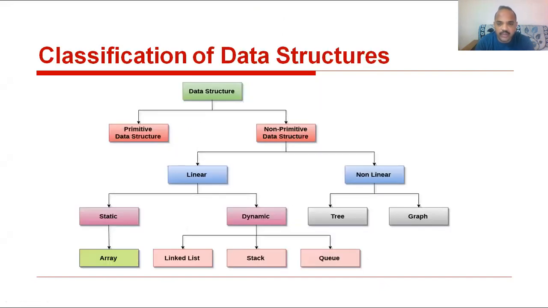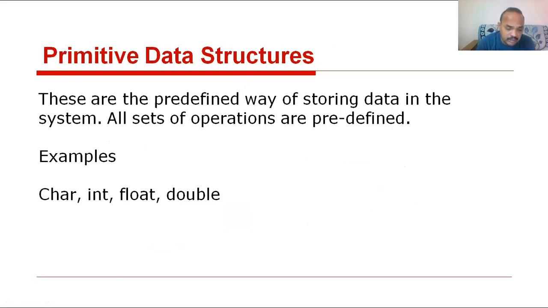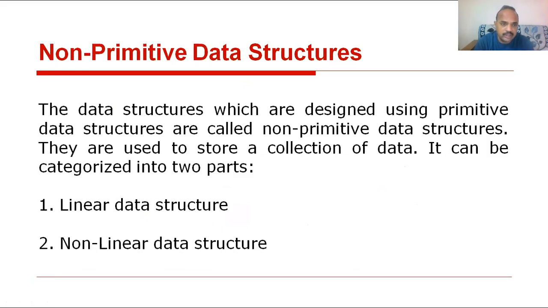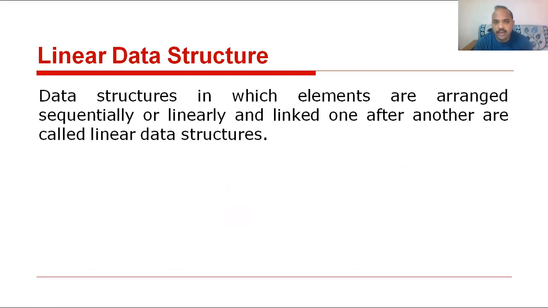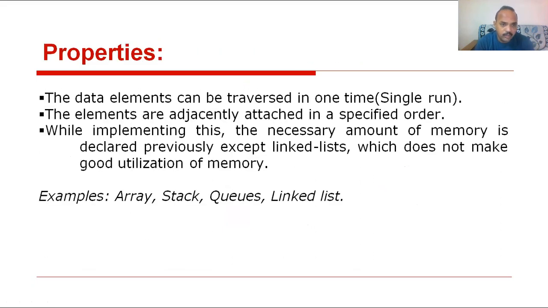Then classification of data structures. We know very well there are mainly two types of data structures, linear data structure and non-linear data structure. We need to learn linear and non-linear data structures in this semester. Character, integer, float, double are the primitive data structures. Then there are non-primitive data structures, linear and non-linear. Arrays, stacks, queues, and linked lists are examples of linear data structures.